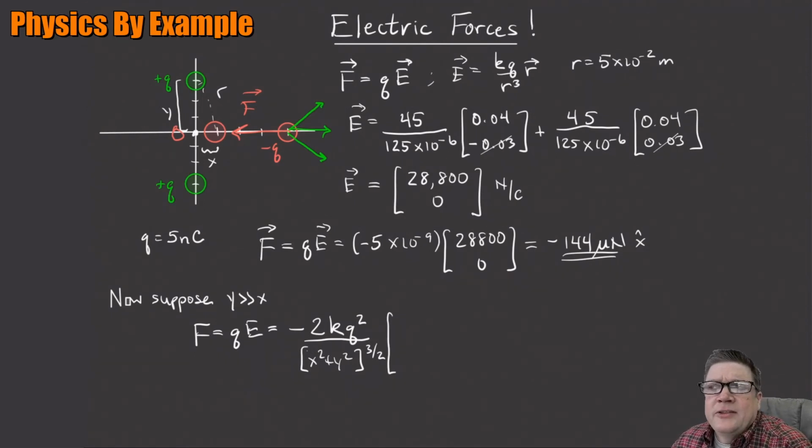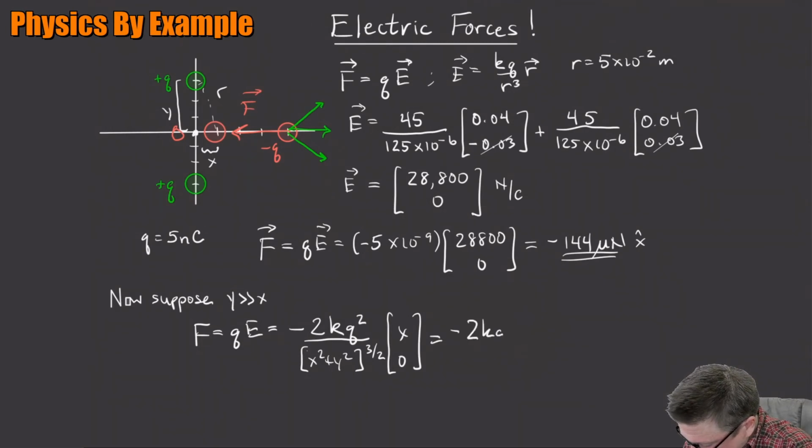And so the only thing that's going to be left is just the x coordinate. So it's just going to be x, and then the y's are going to cancel. I don't have to worry about them. Okay, so anyway, here's what I'm saying. This is going to be minus 2kq squared x over (x squared plus y squared) to the 3 halves.